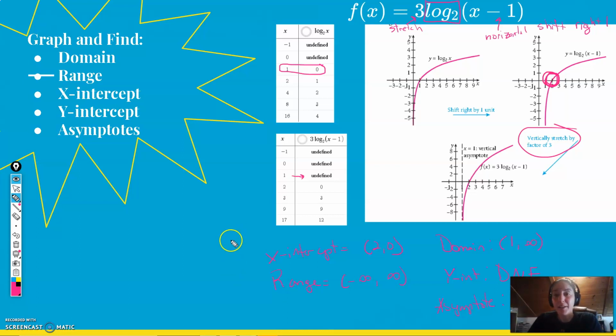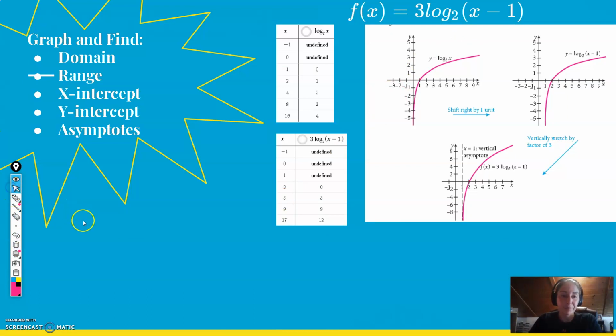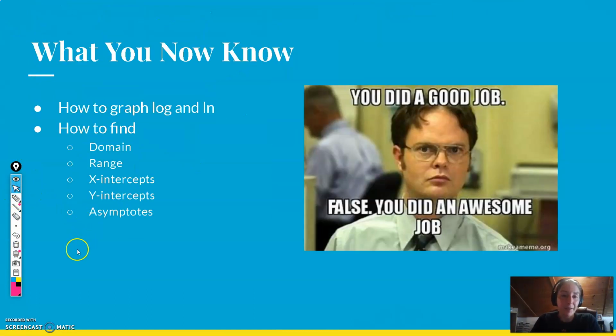Okay, so how to handle shifts. So again, know the stuff you need to know about the parent graph, and then do your shifts and transformations accordingly, and then apply that to your new information. So we now know how to graph log and ln. We know how to find domain, range, x-intercepts, y-intercept, and asymptotes.